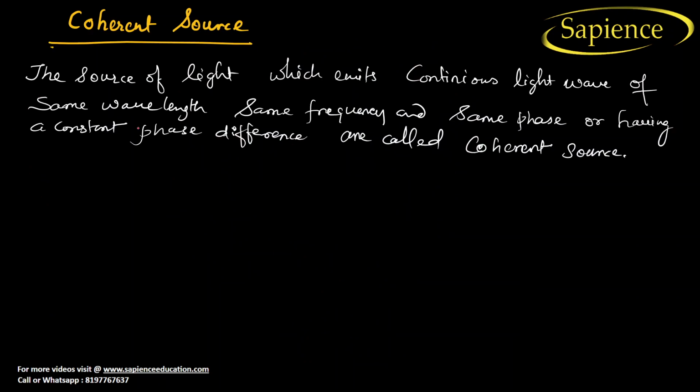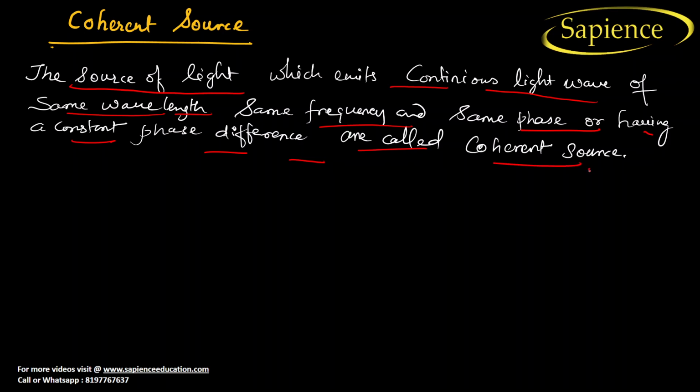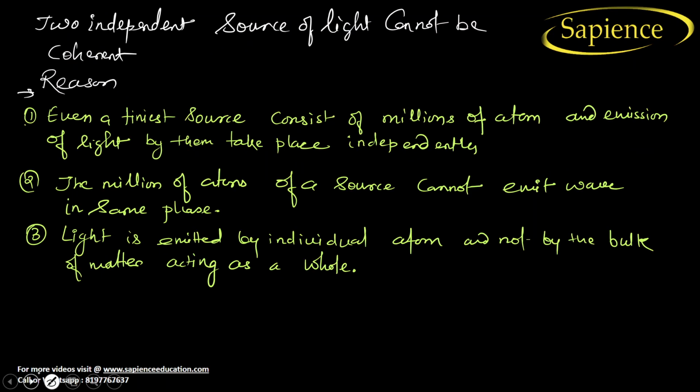Now let us define coherent source of light. A source of light which emits a continuous light wave of the same wavelength and same frequency and same phase, or having a constant phase difference, maybe the same phase or a constant phase difference, is called a coherent source of light. So there may be a constant phase difference or there may be the same phase. This type of source of light is known as a coherent source of light.